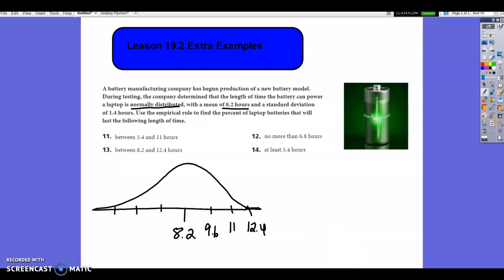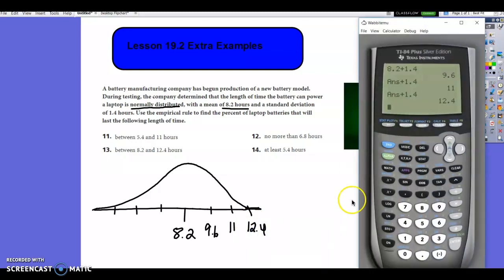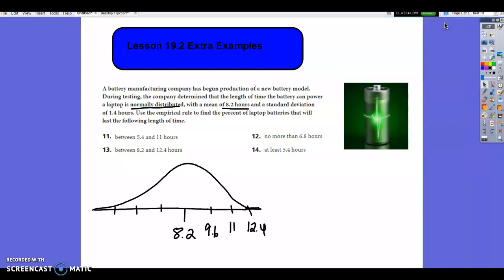All right, on the other side, we're going to calculate that by subtracting our standard deviation. So we're going to start with the mean again, 8.2, and we're going to minus 1.4, minus 1.4, and minus 1.4. All right, so we're going to have 6.8, 5.4, and 4.